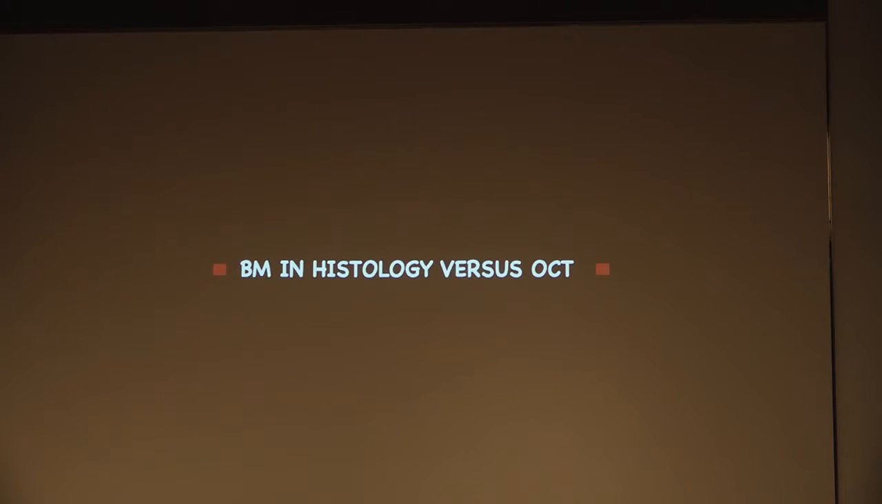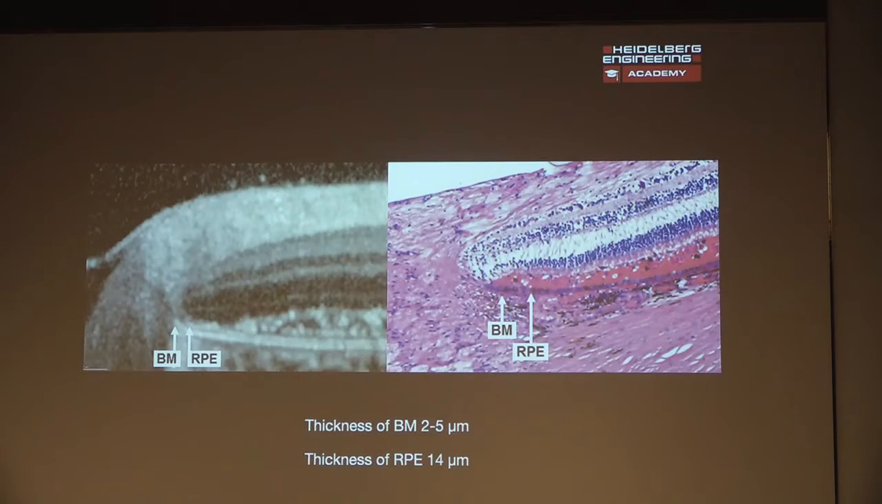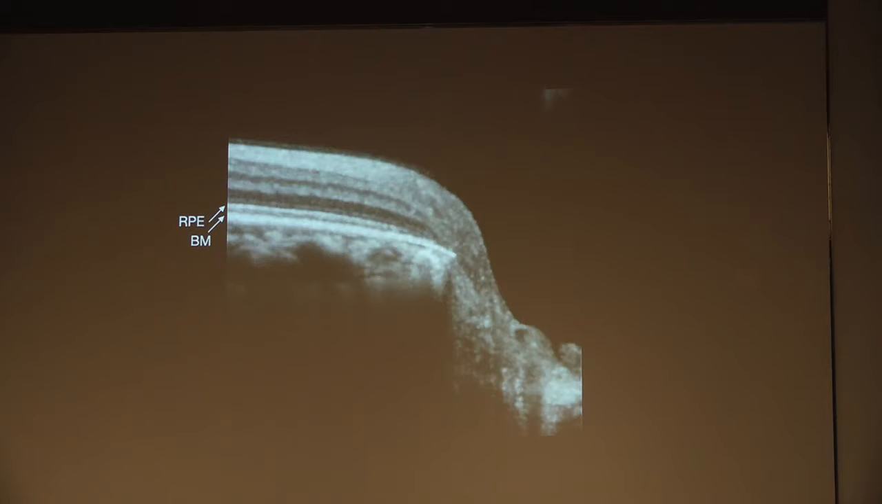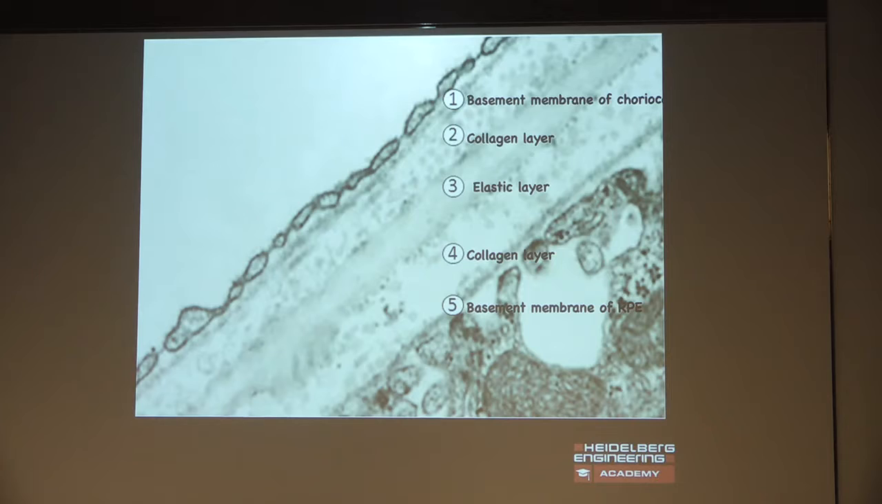And the last part, Bruch's membrane in histology versus OCT. If you take the histology of the retinal layers, you can see that the thickness of Bruch's membrane is only 2 to 5 micrometer, and the RPE is about 14 micrometer, which is about 3 times thicker than Bruch's membrane. But if you see the OCT picture, the RPE and Bruch's membrane look equally thick, or sometimes Bruch's membrane is even a little brighter and thicker than the RPE. Why is this? Because of the principle of OCT, which works on reflectance from the boundaries. In Bruch's membrane, you have 5 layers, which are all reflective, and that's why the thickness looks thicker.